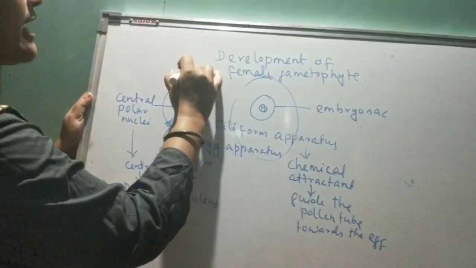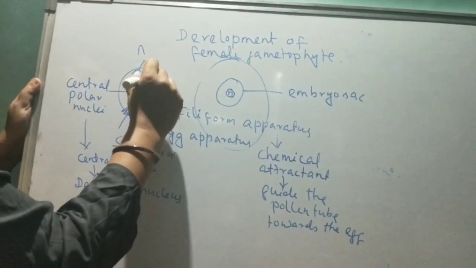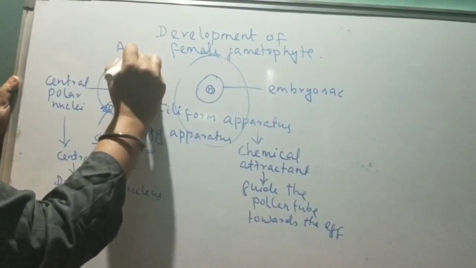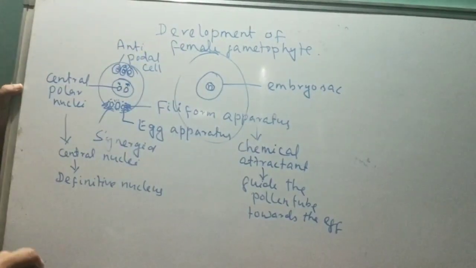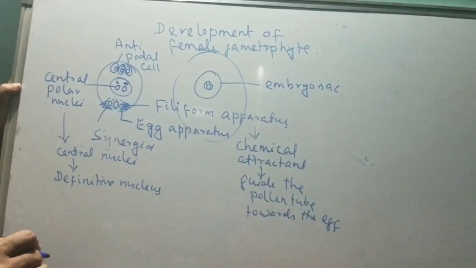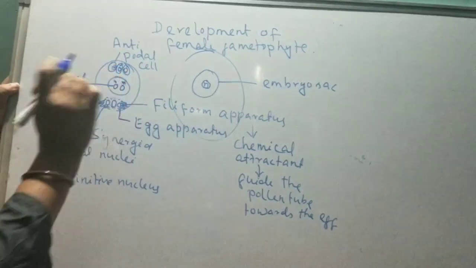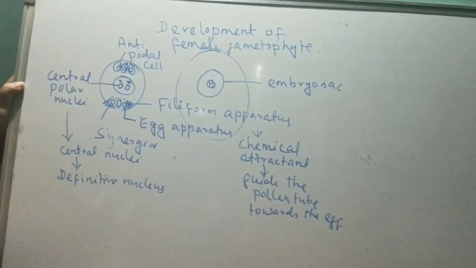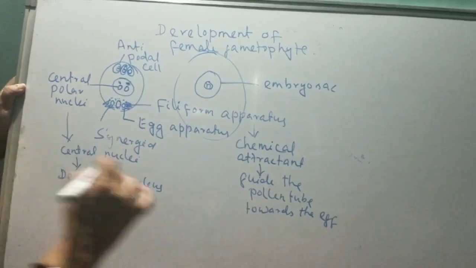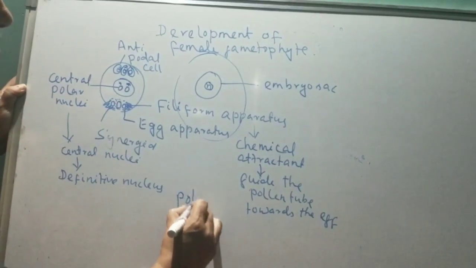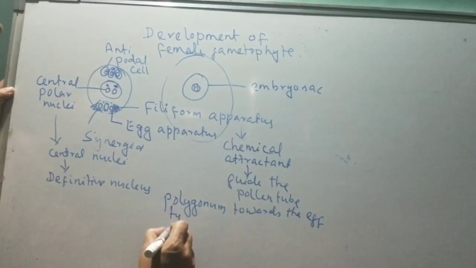That is called antipodal. These nuclei also take some cytoplasm, forming 3 antipodal cells. Now there are 8 nuclei. In a typical angiosperm there are 8 nuclei but 7 cells. This is found in the polygonum type.